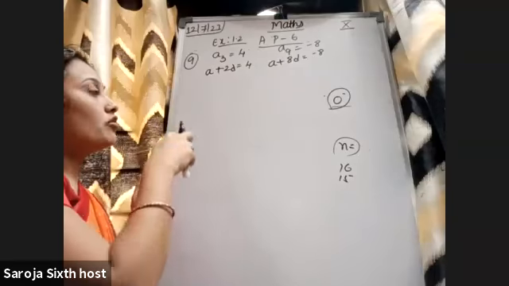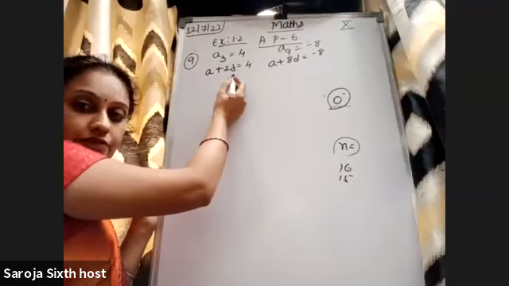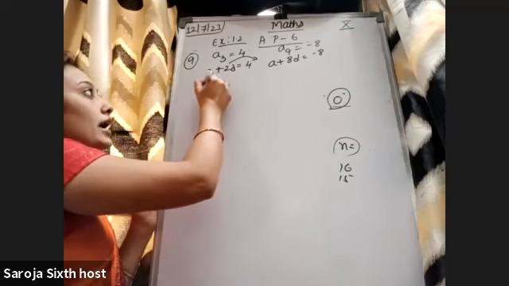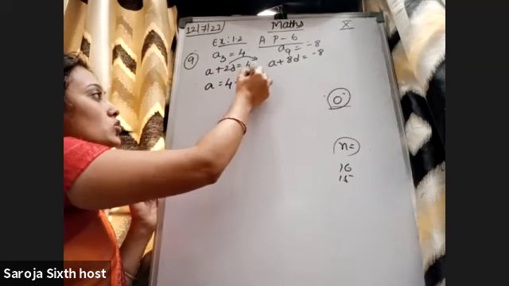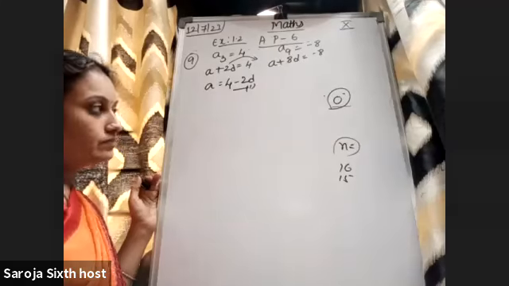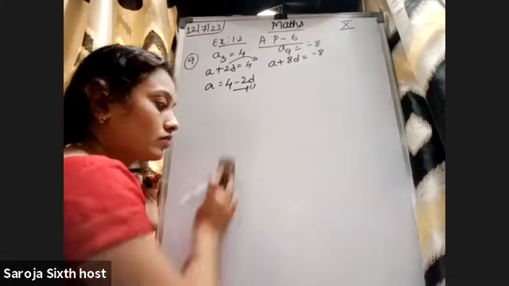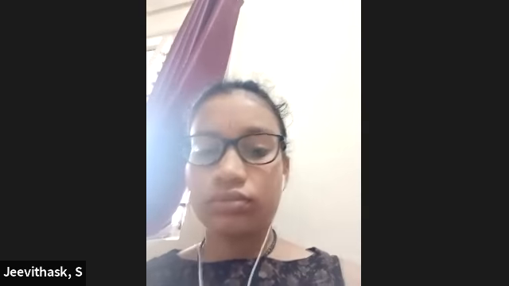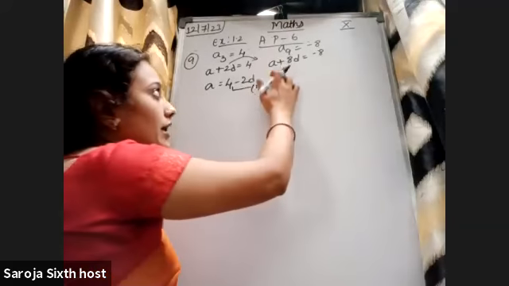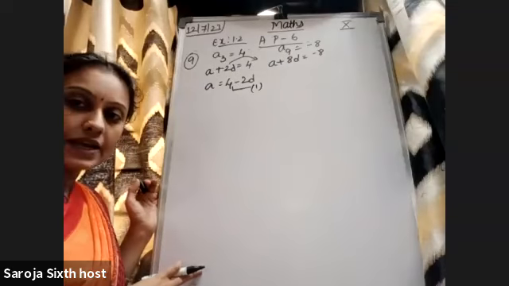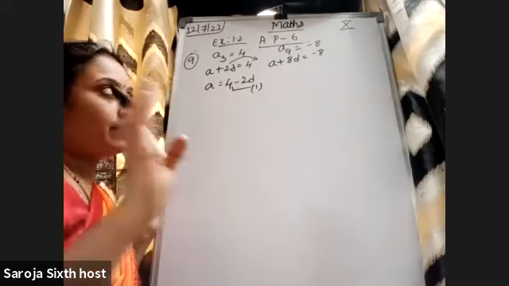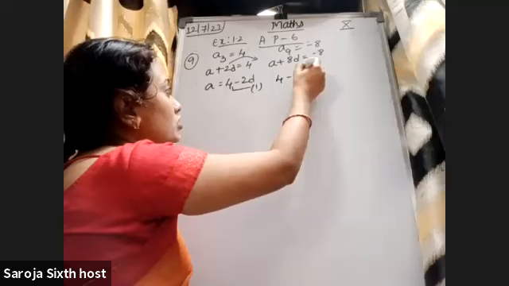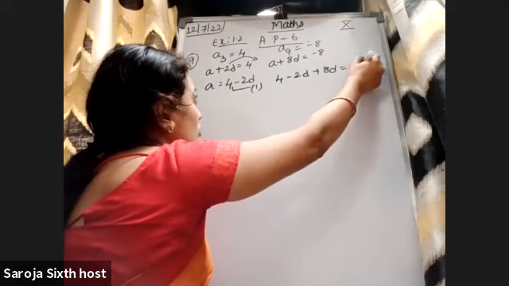Earlier we solved, but now we don't know both the values. So I will consider this equation. I'll shift this 2D to this side: A is equal to 4 minus 2D. Call this equation 1. Are you understanding? Anybody having doubt? Now I will take A plus 8D is equal to minus 8 and substitute the A value. A value is 4 minus 2D, so 4 minus 2D plus 8D is equal to minus 8.